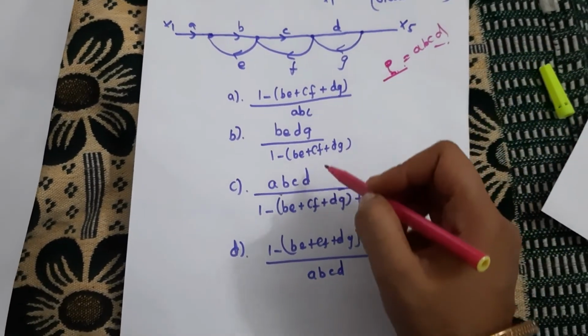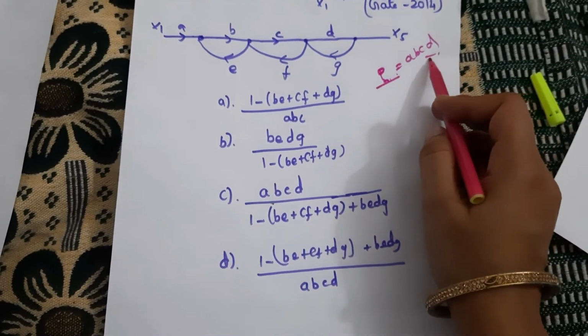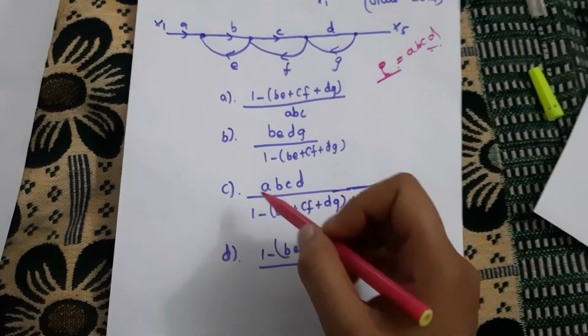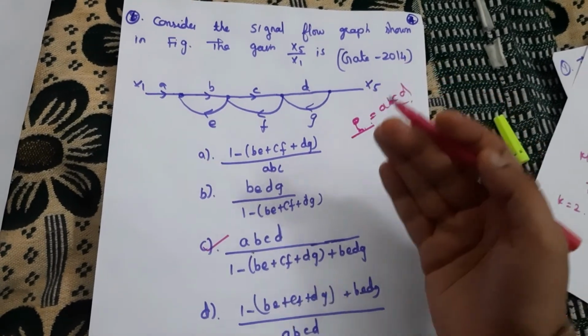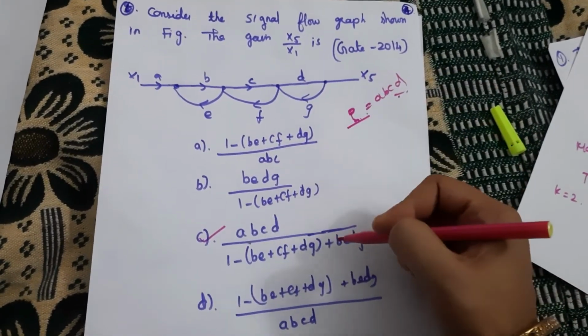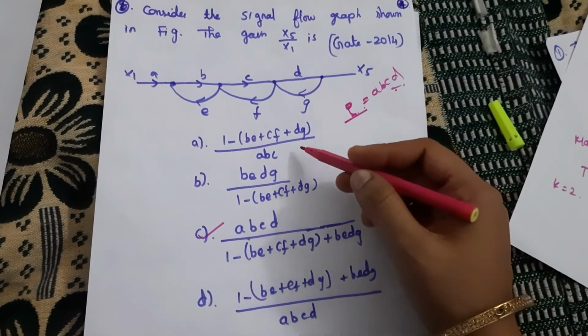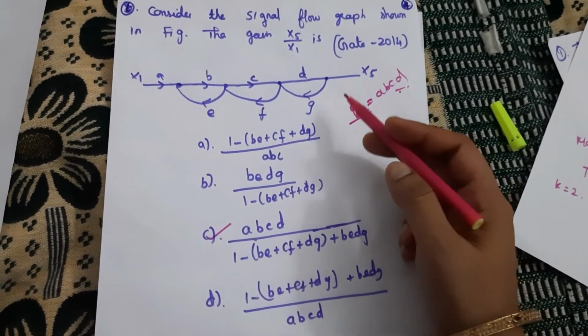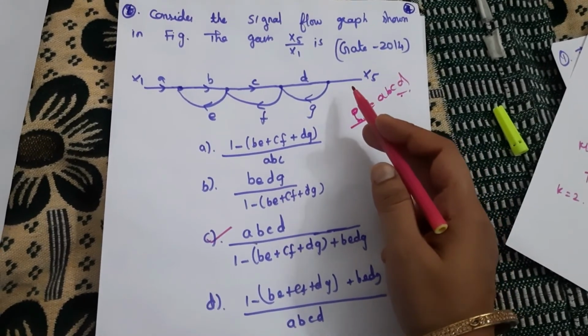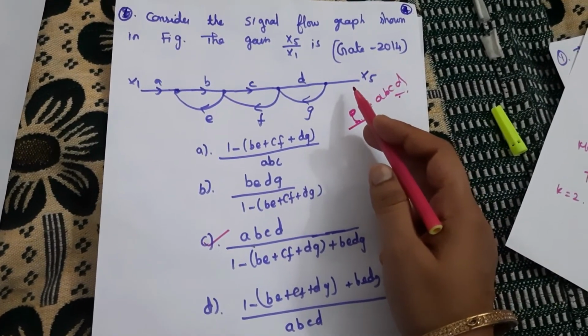There is only one option with this value, ABCD. So C is the answer. Otherwise, you can solve it using the same procedure and we will get the same answer. But this is the easiest way. By seeing the options also, we can find the correct answer for this signal flow graph.